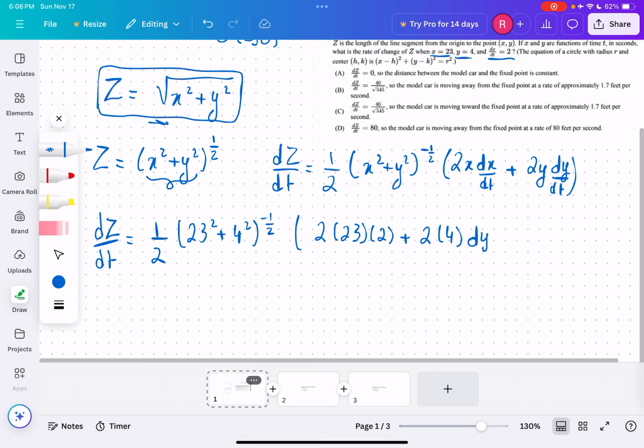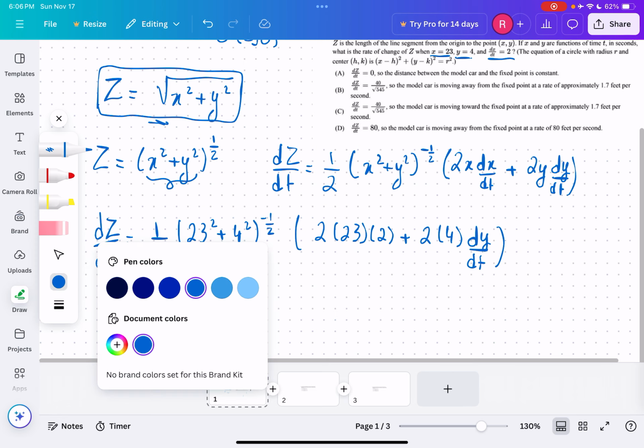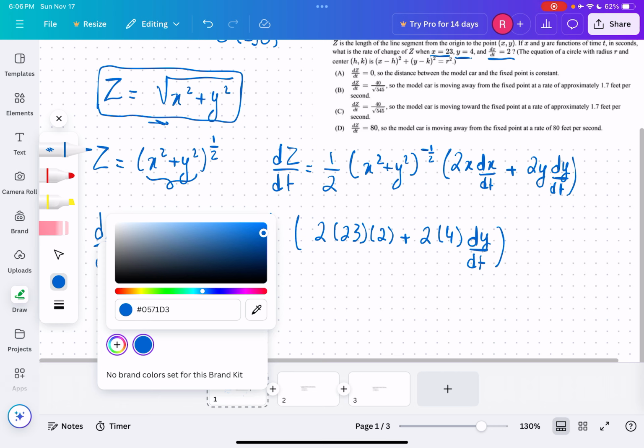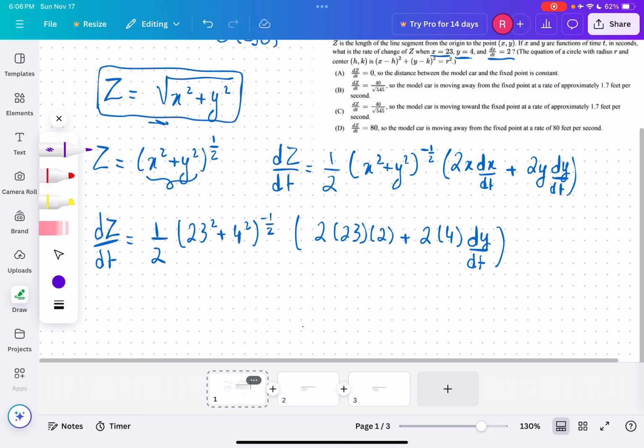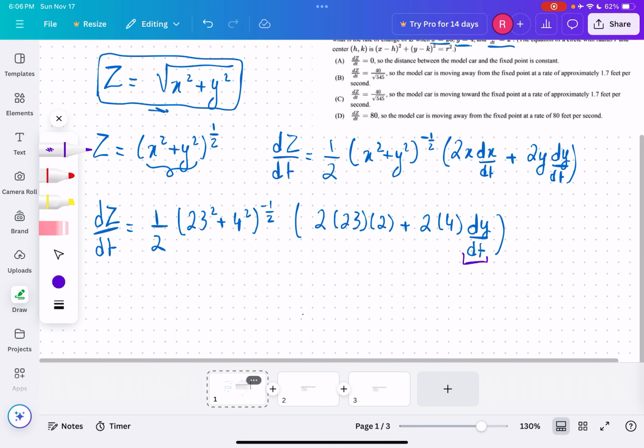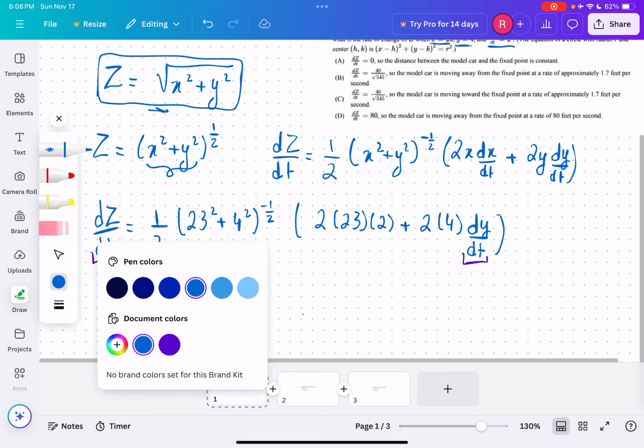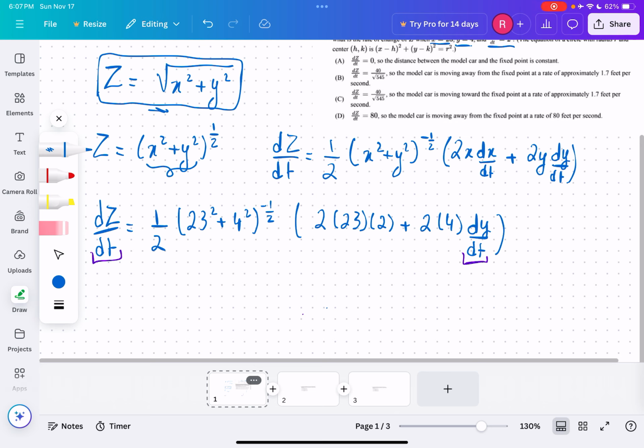2y dy over dt. Now, before you come into calculation, just notice with me for 1 second that you have two unknowns over here. Basically, you have the dz over dt, and then you have the dy over dt. So you have one unknown over here, and you have one unknown over here. So now we have to work on how to find dy over dt. This is where the equation of the circle comes into play. Because if you write this equation of the circle, (x minus h) squared plus (y minus k) squared is equal to r squared.